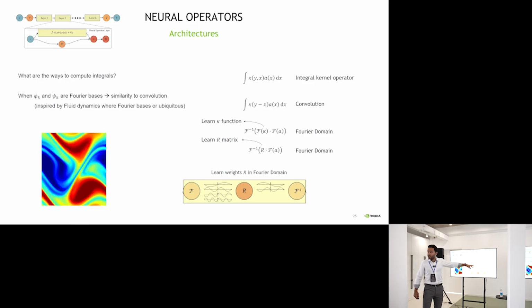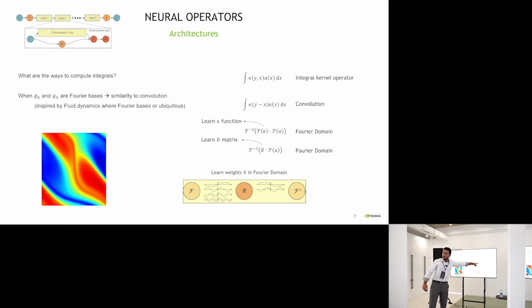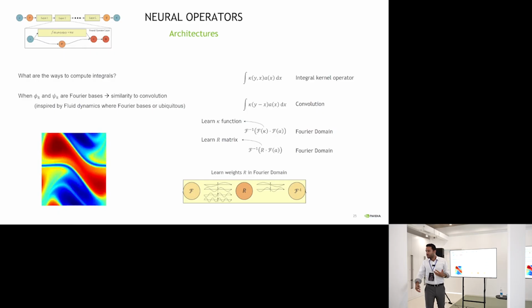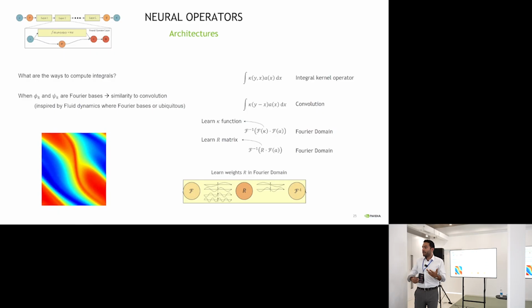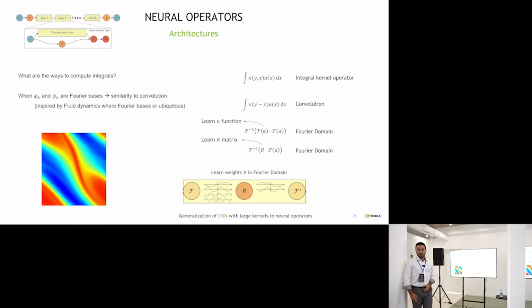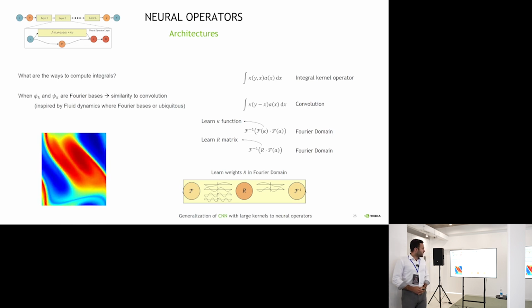If I have a discontinuity, I will make sure that my kernel is not just a neural network. I make it somewhat symbolic to make sure that it has some discontinuity in it, that it doesn't have to learn by itself. Okay, this is basically the generalization of CNNs to neural operators.